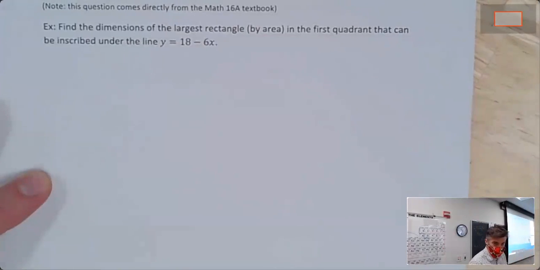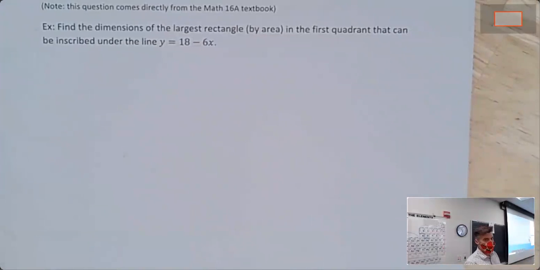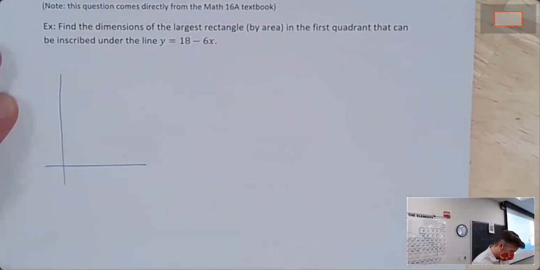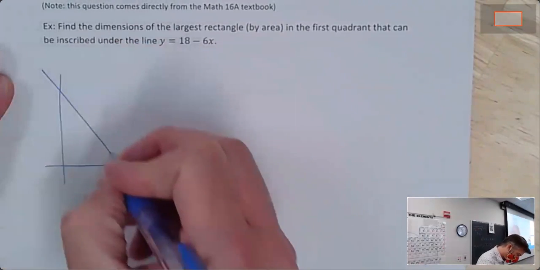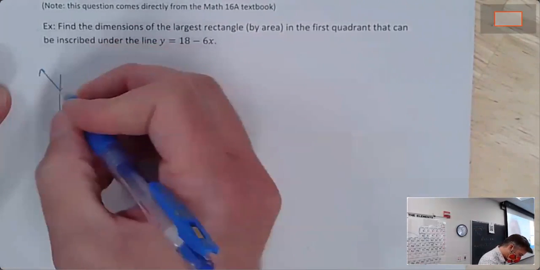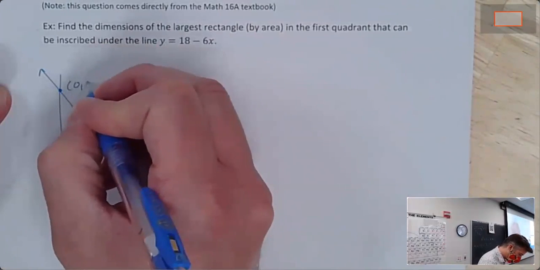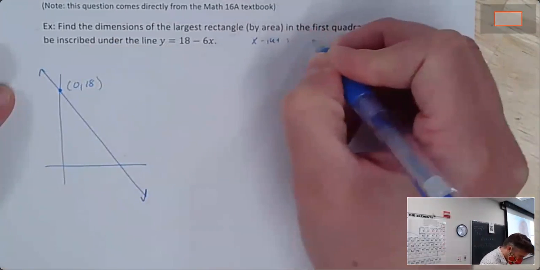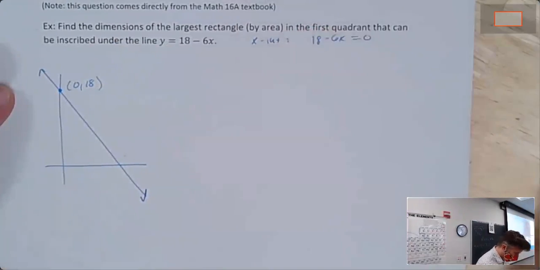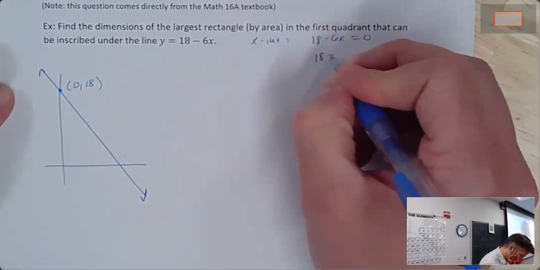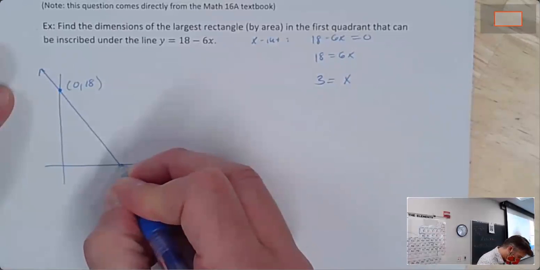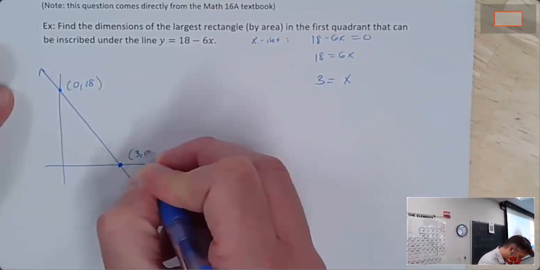So let's draw a picture. We want the largest rectangle in the first quadrant to be inscribed, meaning it fits under the line y equals 18 minus 6x. The line does something like that. It has a y-intercept of 18. For the x-intercept, 18 minus 6x equals 0 because we set y equal to 0. 18 equals 6x. x equals 3. So there's my x-intercept at (3, 0).